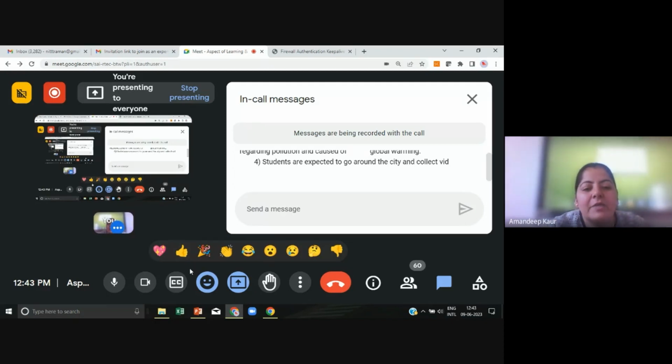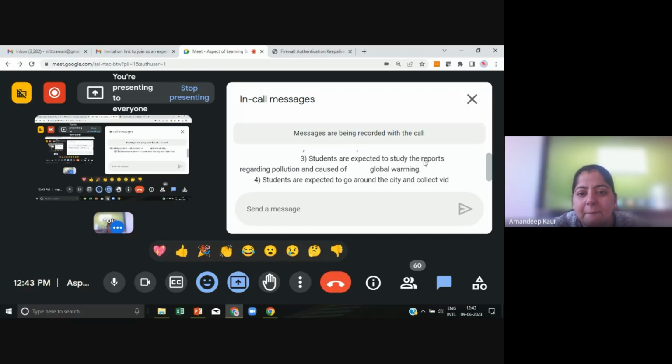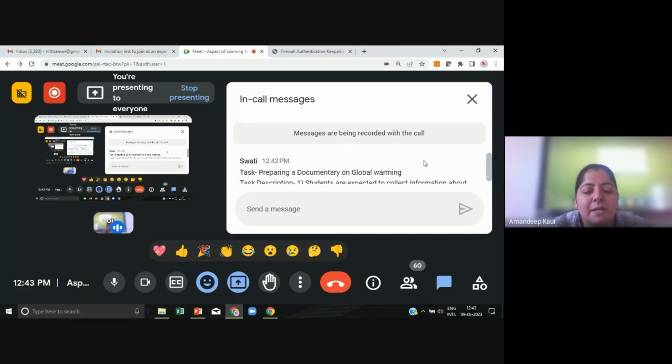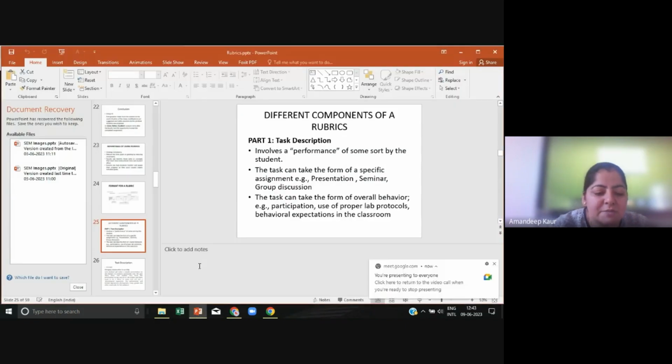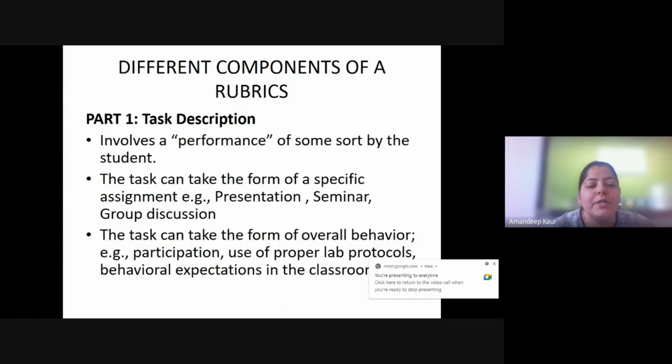Rightly added by Bhuvneshwari ma'am, and another candidate is Swati ma'am, I think. Yeah, Bhuvneshwari ma'am and Swati ma'am, very rightly added by you. When we said task description, specifically on a rubric sheet, the teacher needs to give a specific performance to the students, clarify what he or she needs to do in that particular activity, up to what extent they are able to complete that activity within the stipulated time period.